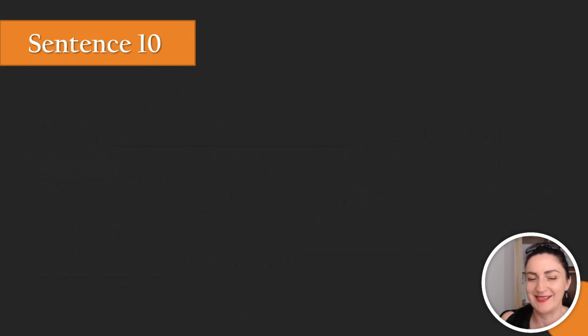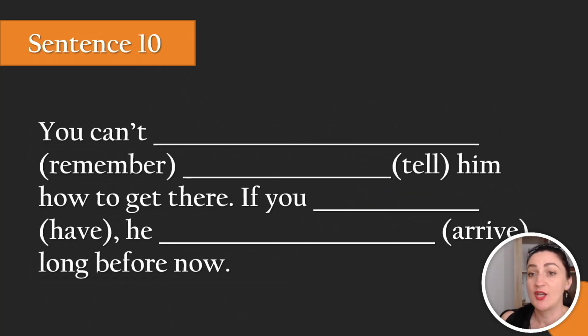And the last sentence in today's lesson. You can't remember, tell him how to get there. If you have, he arrived long before now. When we read these examples, it is clear that they are put in the past. We have already mentioned that for making assumptions in the past, we use modals followed by bare perfect infinitive. What we want to say here is that it is not possible that you remembered.